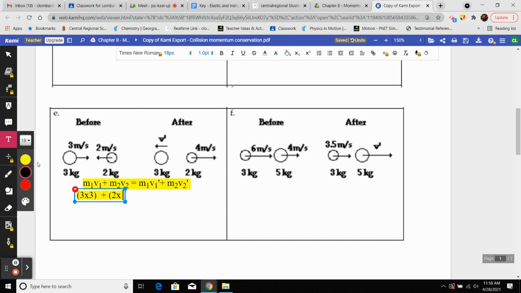Remember that momentum is a vector quantity, so direction matters. Since it's going in the opposite direction, we're going to say that it is moving at -2. If you get a drawing like this, if the arrow is going to the left, the velocity is going to be negative. So 2 times -2.